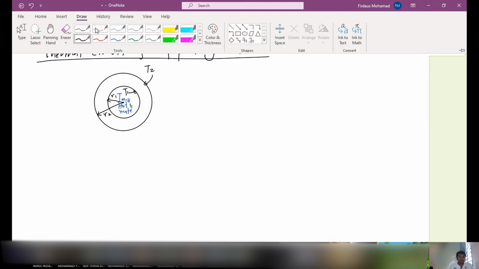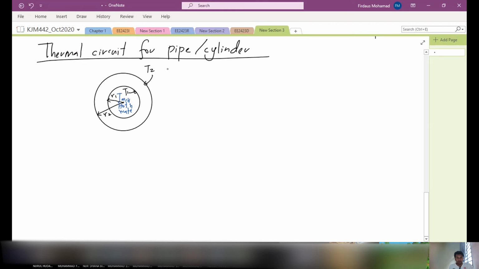Okay, and then outside the pipe there will be flowing air, for example, so there will be T ambient outside, and then the coefficient HO. So now this flowing hot water will transfer the heat through this pipe, and then heat will be released to the environment. So now my question is, how many thermal resistances for this case?